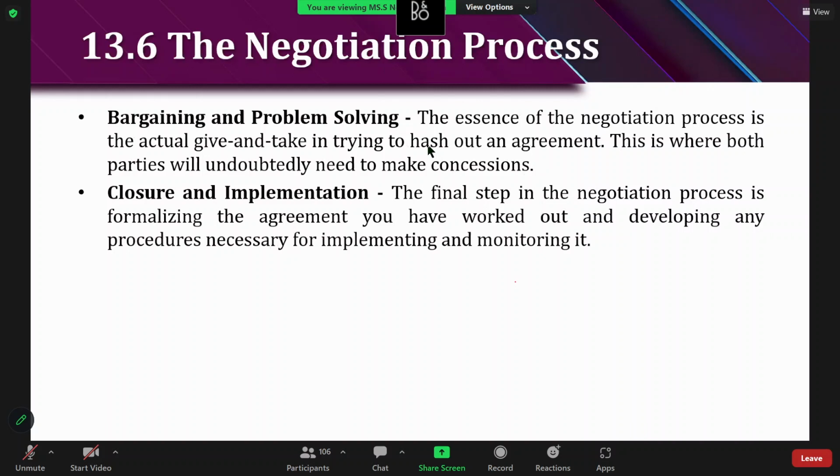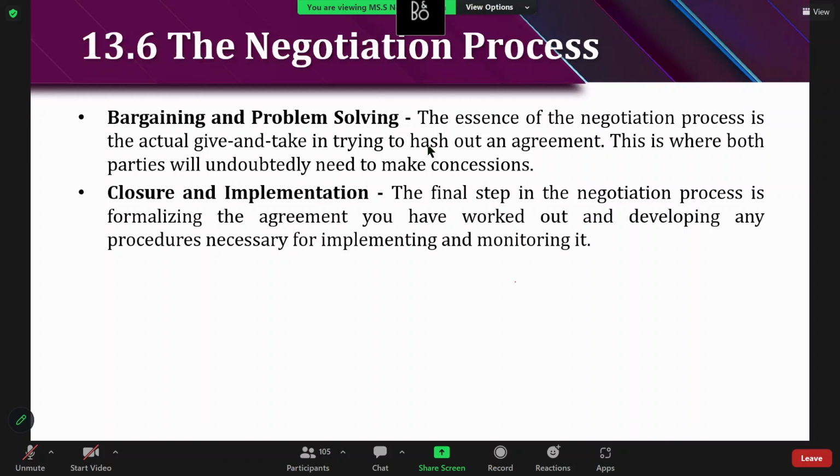And the fourth step, bargain and problem solving. Here only actual bargaining starts to take place. So the essence of the negotiation process is actual give and take in trying to hash out the agreement. So this is where both parties will undoubtedly need to make concessions. So this is where the confrontation starts taking place. Okay. So people try to confront the other people in the bargaining and problem solving stage.